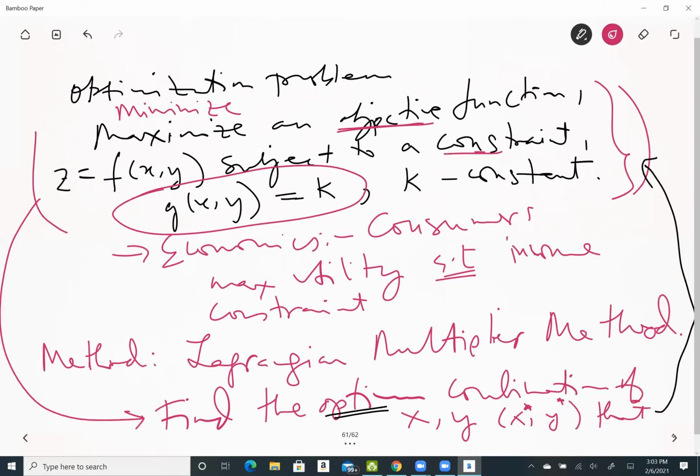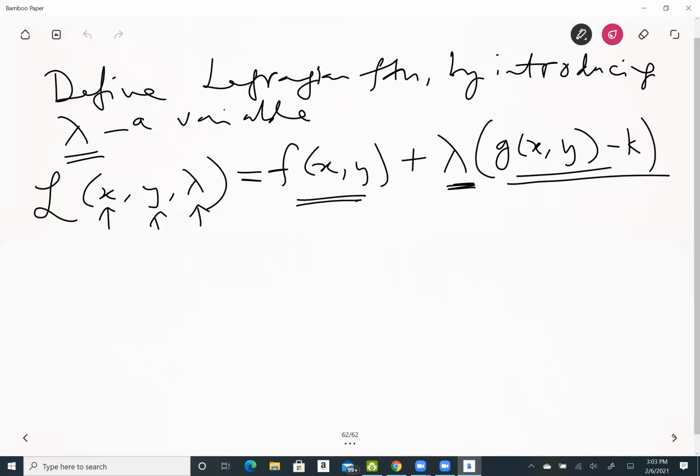So you have to rewrite the constraint g of xy equal to k. As you bring the constant to the left, you get g of xy minus k equals 0. So that is the form. All right. Any question?